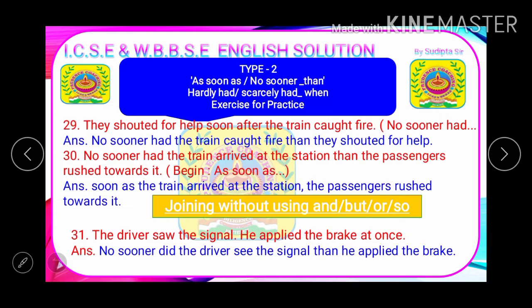The final question is the driver saw the signal, he applied the brake at once. So you can see that the sense, action and its reaction is mentioned here, so we can use any of these phrases here. The answer is no sooner did the driver see the signal than he applied the brake. You can also write the answer using no sooner did or scarcely had or hardly had. So practice this yourself and type your answer in the comment box.